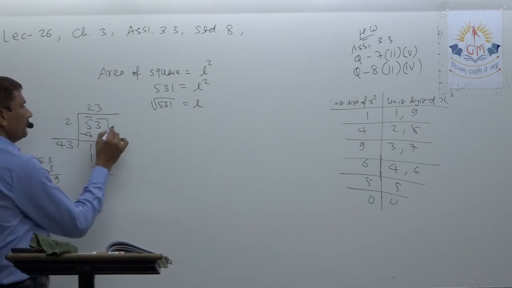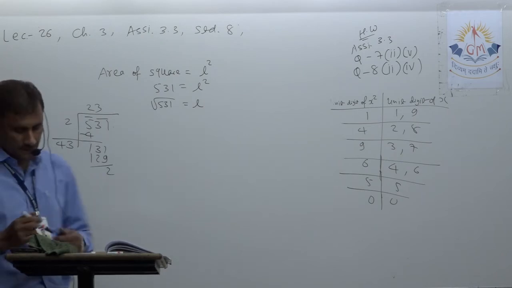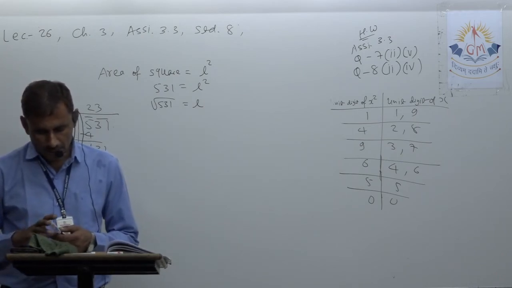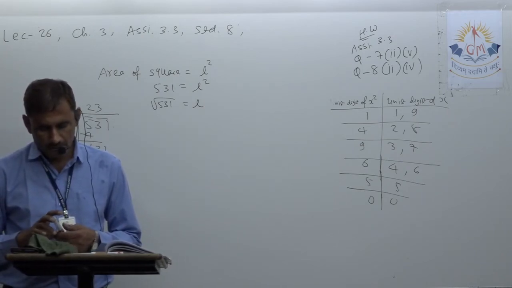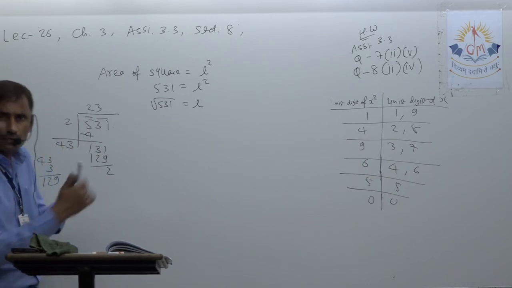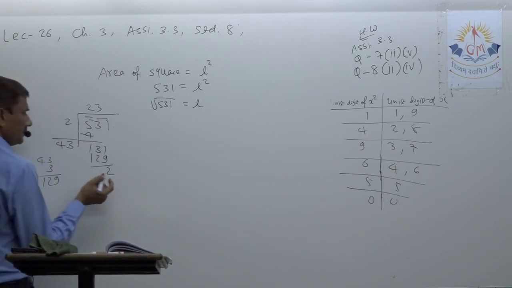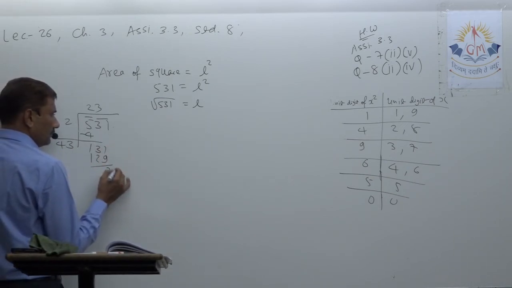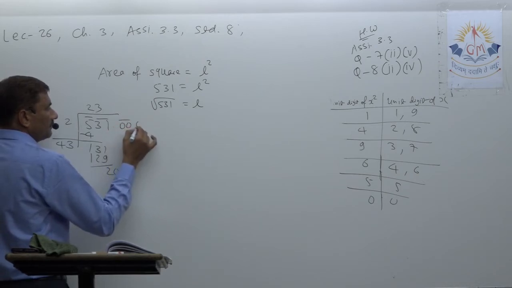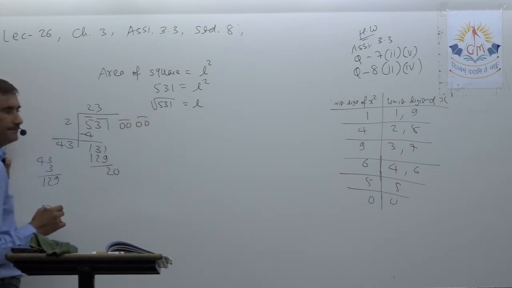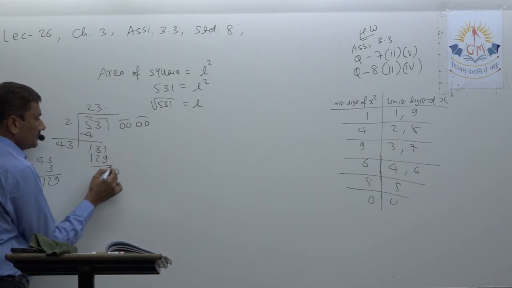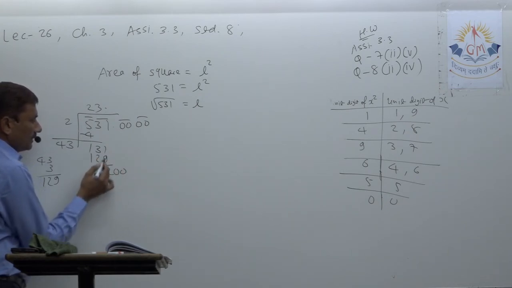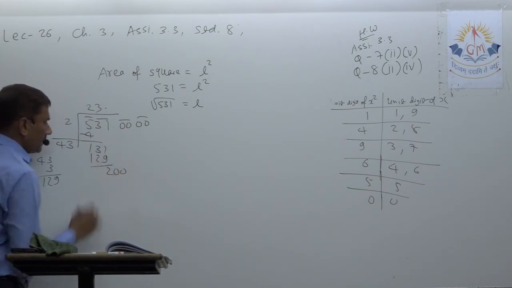Okay. Now if you want to go into the decimal, because they are asking the approximate length of the side of the plot, mostly we go up to 2 decimal places. So I am also going here. So now an extra pair of zeros you can place here. So it is 200 only. 2 left and 1 pair came here.